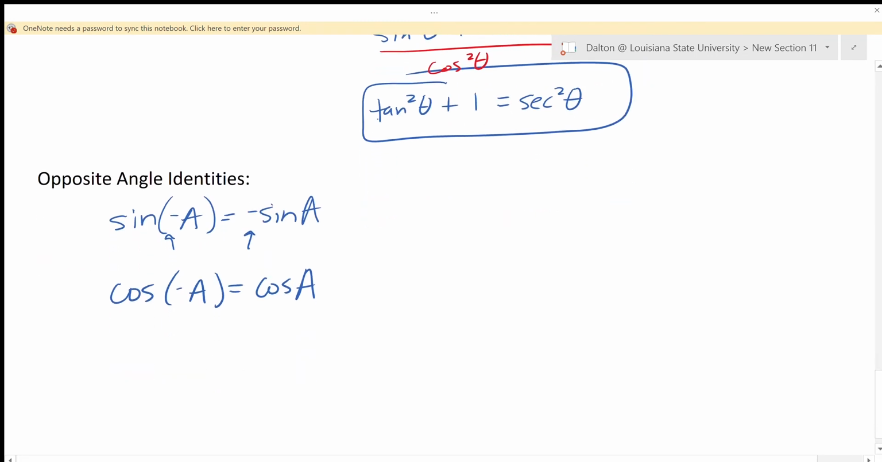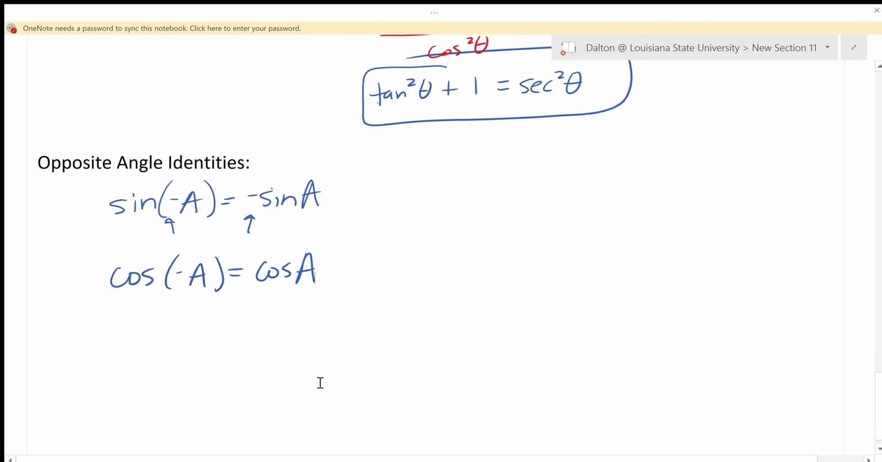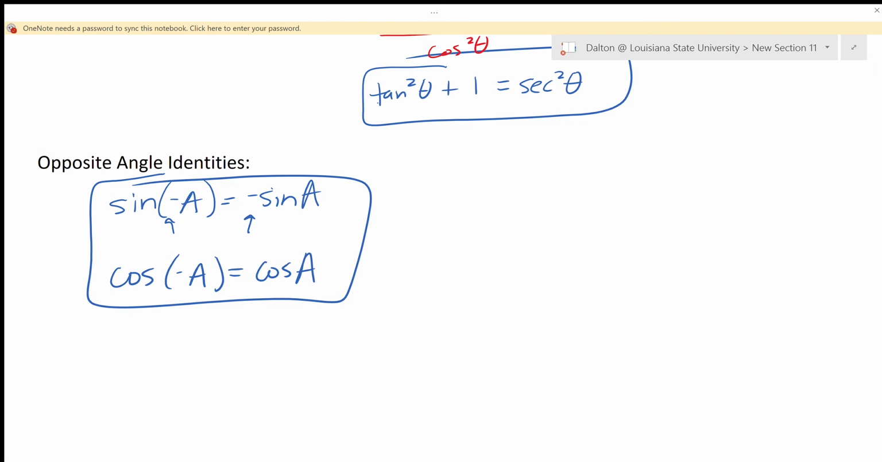So whether that angle is positive or negative, its cosine will always be positive. So these are the only two opposite angle identities. Okay, any questions so far? Okay, that's where the identities are going to stop, but now here's why we're learning them and how we're going to use them.